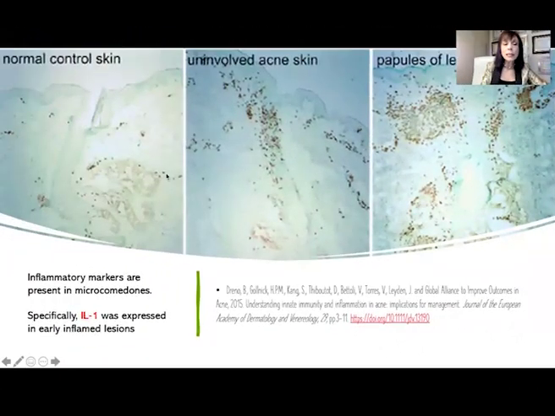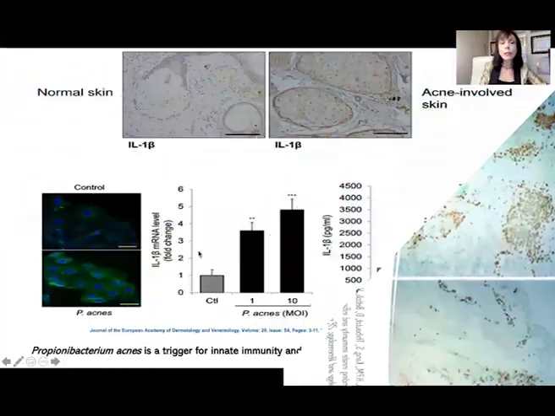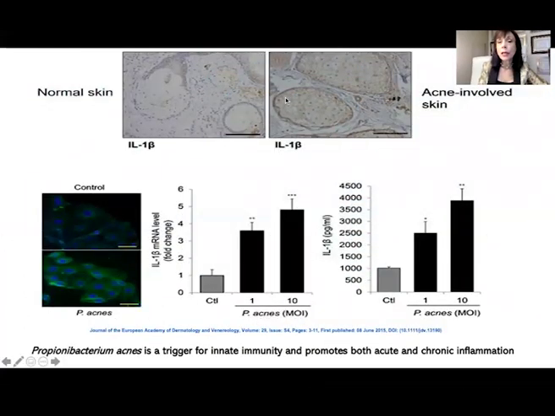This is the normal skin. And this is the uninvolved acne skin, and this is the papules. And this is another study that has highlighted the inflammatory markers. This is, again, normal skin, and this is the acne skin. So you see there's a big difference between the two types of skin.